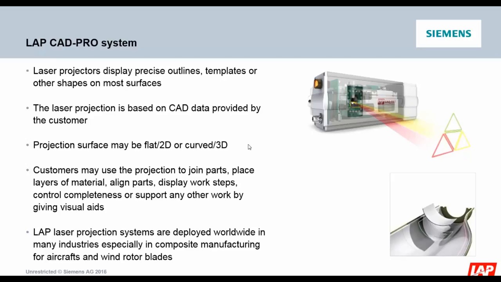The lasers are mounted over the working area. They can be attached to ceilings and beams in a fixed position or to pivot arms or rails so that they can move. The projection surface may be flat 2D or curved 3D. The LAP projection system secures the correct positioning laser image of the CAD model lines on the surface. The laser image of the CAD model can then be used by the customer to join parts, place layers of material, align parts, display work steps, control completeness, or support any other work with the help of the visual laser lines.